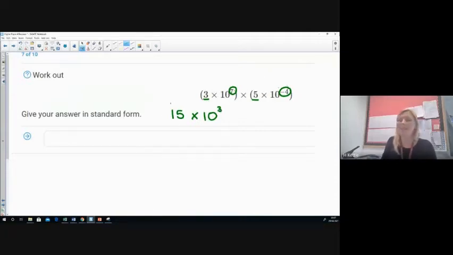However, again, this isn't in standard form. 15 times 10 to the power of 3 needs to be 1.5, because that's between 1 and 10. And if we've made this bit 10 times smaller, we need to make this bit 10 times bigger. So if we've divided this bit by 10, we're going to times this bit by 10. So times 10 to the power of 4. And that would be my final answer, 1.5 times 10 to the power of 4.